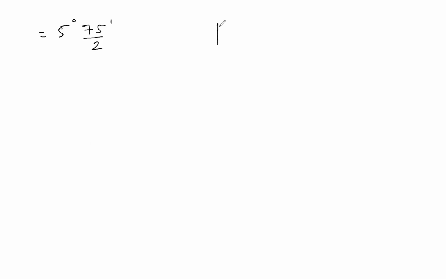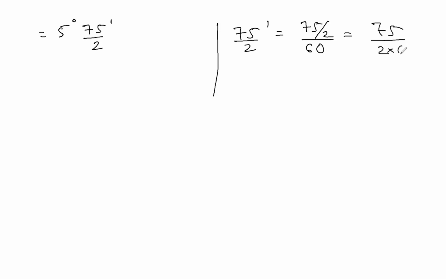So we take the 75 by 2 minutes. 75 by 2 minutes means 75 by 2 divided by 60, which means 75 by 2 into 1 by 60. We are converting it into degrees. We can cut the 75 and the 60. So what will be the result? By 15 we can cut, right? So 15 into 5 and 15 into 4. You will get 5 by 8. That means you are going to get 5 degrees.